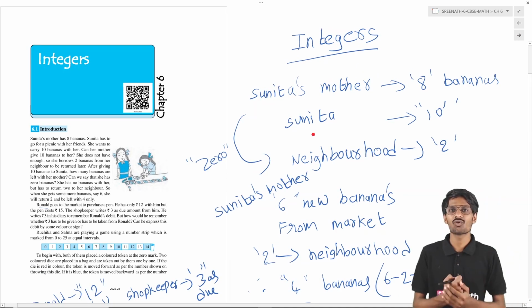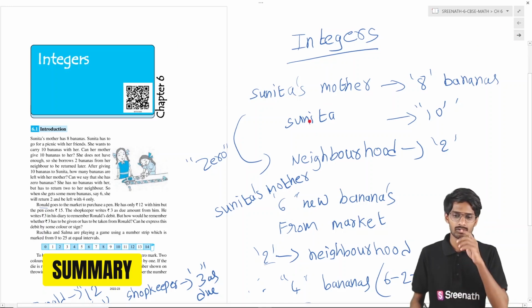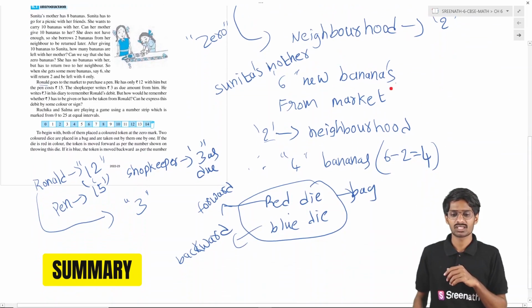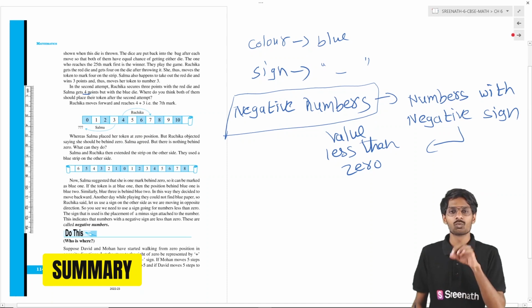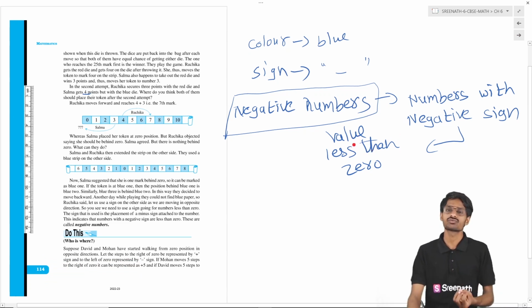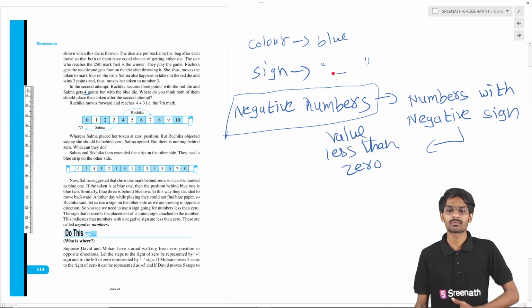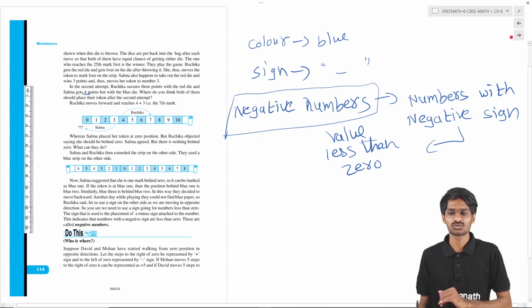Hello students, now we will discuss the summary of the integer chapter. First we will see some examples. After that, what we have decided is that we need negative numbers. We will represent negative numbers with a negative sign. Those values are less than 0. The value of a negative number is less than 0. We will represent them by a negative sign, students.